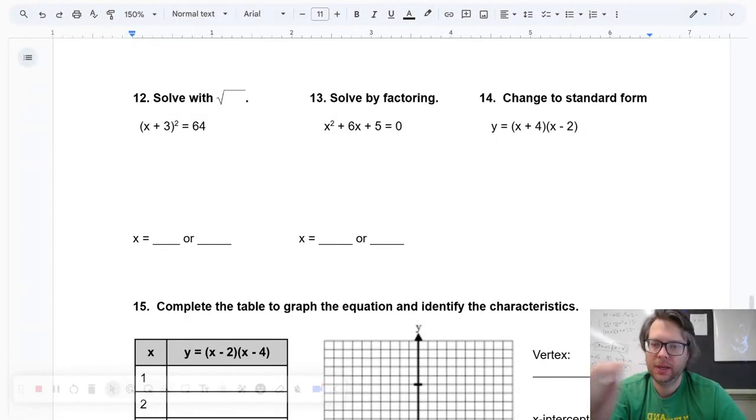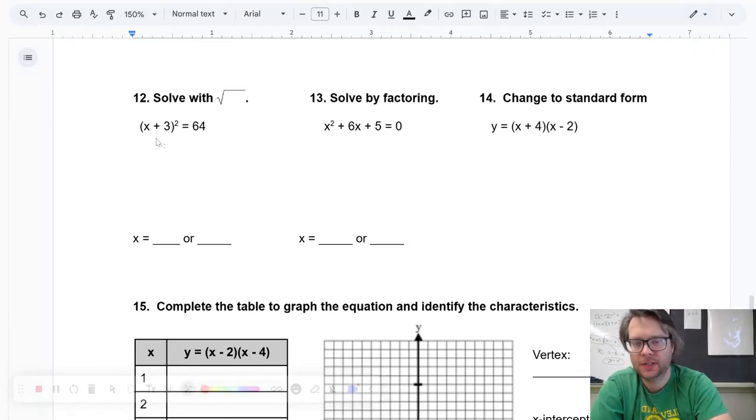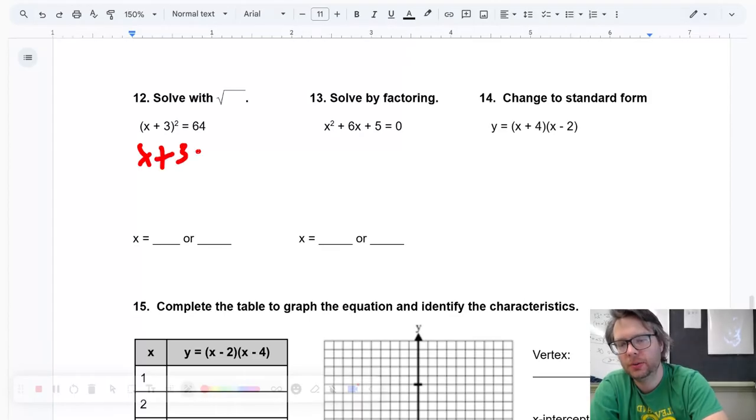All right, so now we're on page 5. This is the most recent stuff, so it should feel pretty familiar. First one says solve with square roots. So I take the square root of 64, and I get two answers. I get positive 8 or negative 8, because negative times a negative is a positive.